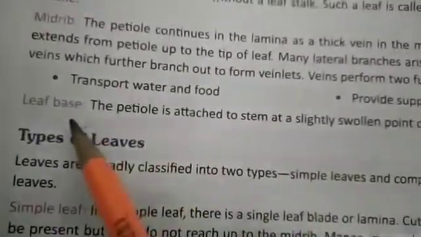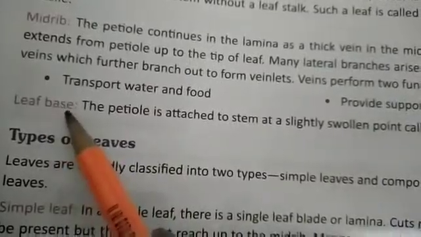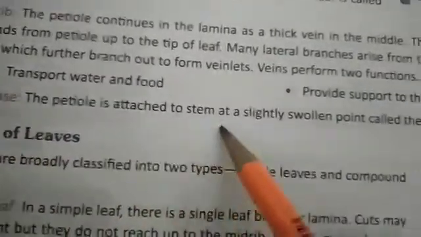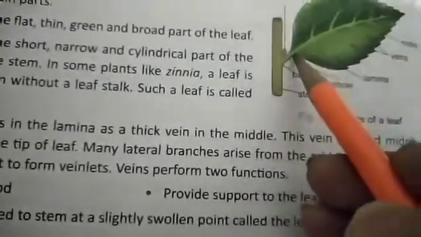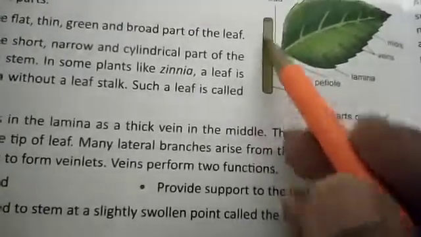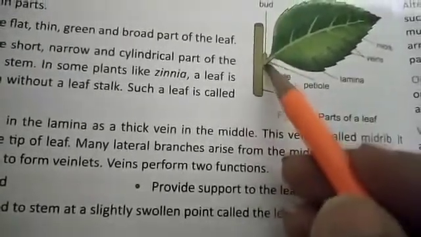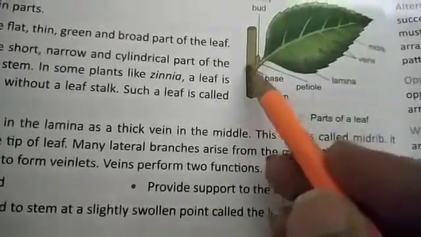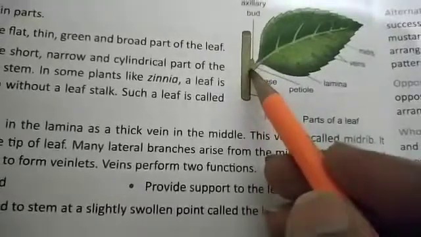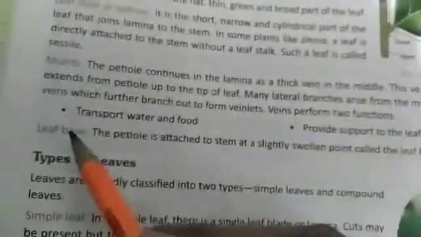Then another part is the leaf base. The petiole is attached to the stem at a slightly swollen point called the leaf base. So here the petiole has been attached to this stem at a region which is slightly swollen. This part is slightly swollen and this part is called the leaf base.